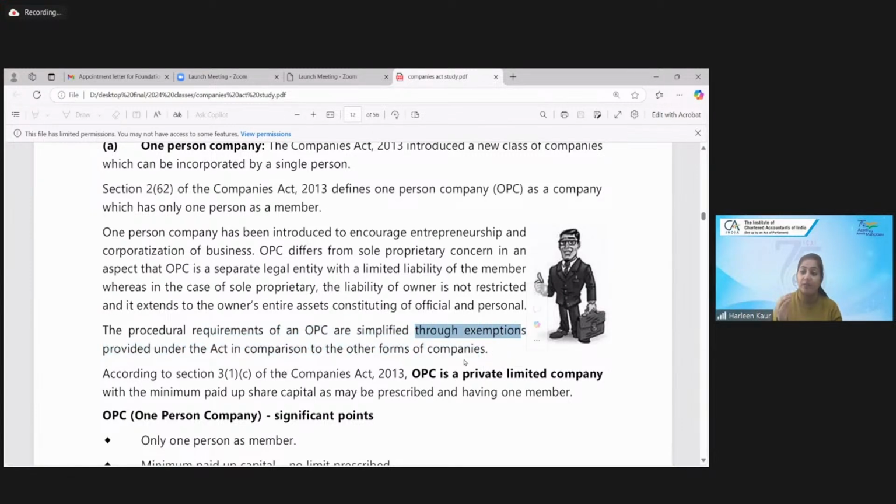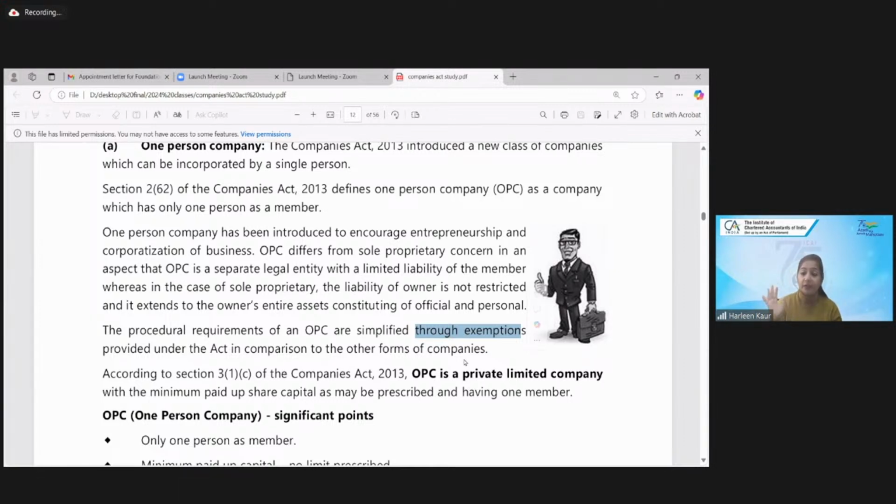What is the meaning of exemptions? It means you do not need to do this thing, you are exempt. So what are you exempt from? OPC has been exempted from many compliances and procedures. For example, for financial statements, you have to prepare balance sheet, profit and loss account, cash flow statements, all these kinds of statements under Companies Act. But OPC is exempted from preparing the cash flow statement.